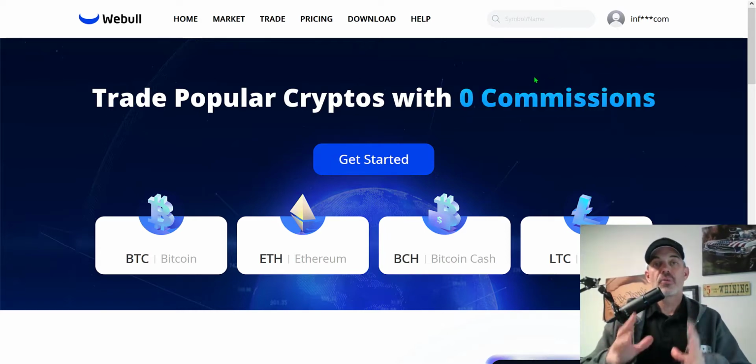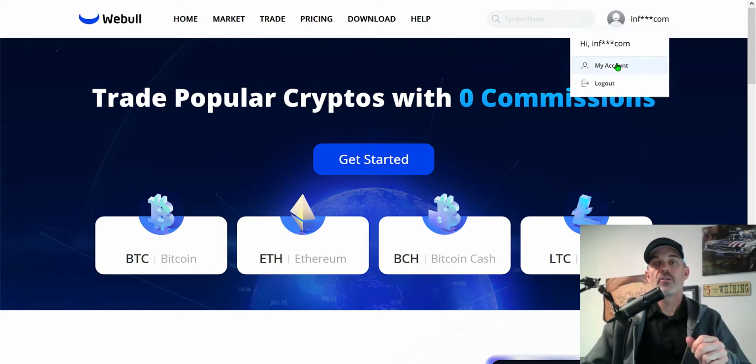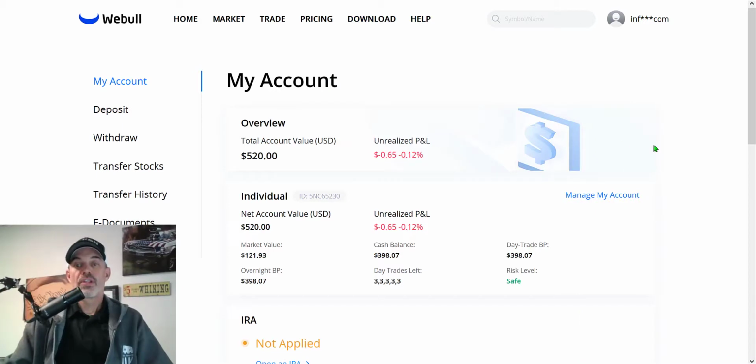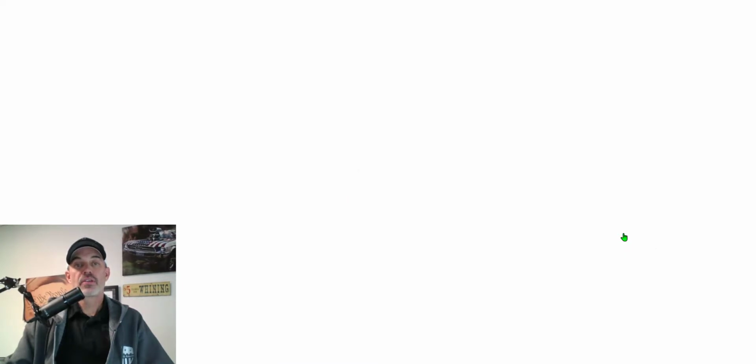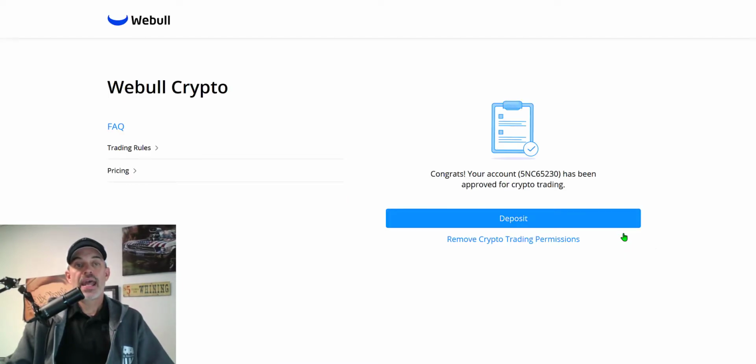Now, assuming you have your Webull account approved and ready to go, you can click on your little icon, go to My Account. You'll need to go over to Manage My Account, and under Crypto Trading, more than likely you'll need to apply to do crypto trading. You just click on View Details, and I'm already approved. I could remove crypto trading, but I'm already approved to do crypto trading. I've already made a deposit. And so we'll click over here on Trading Rules.